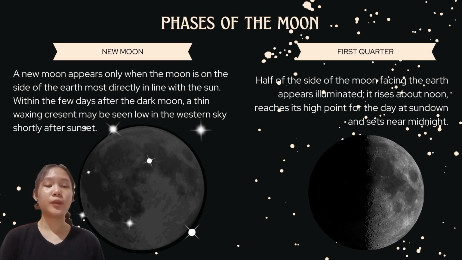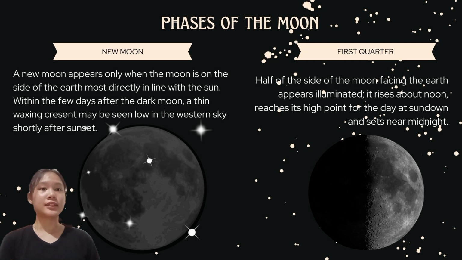Half of the side of the moon facing the earth appears illuminated. It rises about noon, reaches its high point for the day at sundown, and sets near midnight. It rides low in fall and high in spring, and takes a middle course during summer and winter.